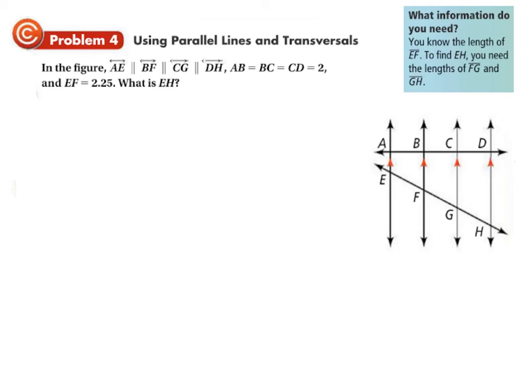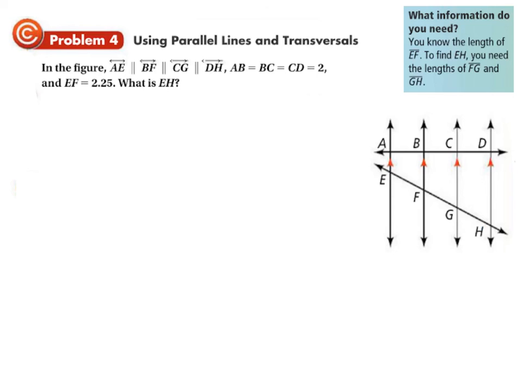Okay, so in the figure at the right, AE is parallel to BF, is parallel to CG, is parallel to DH, and we know that AB is equal to BC is equal to CD, each one is 2, okay? We also know that EF is 2.25, so what is the length of EH? What do we need to know? We know the length of EF. To find EH, you need to find the lengths of FG and GH so that we can sum them together.